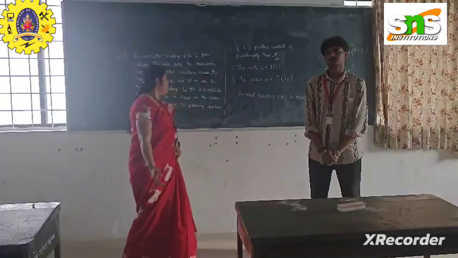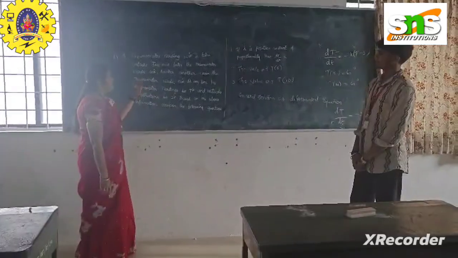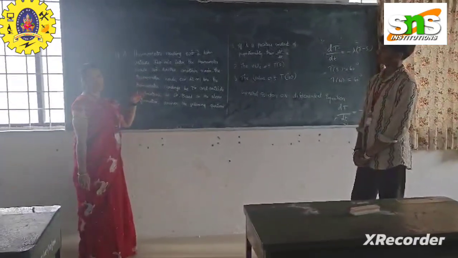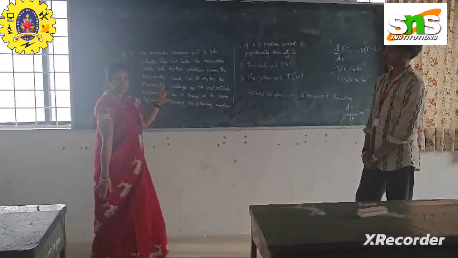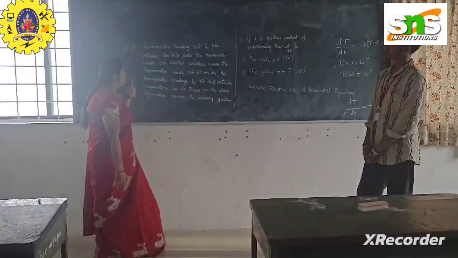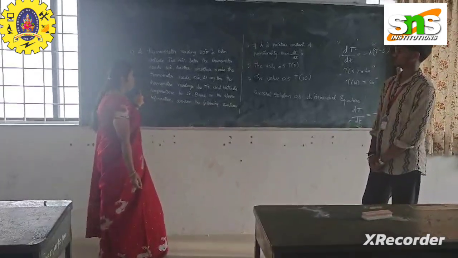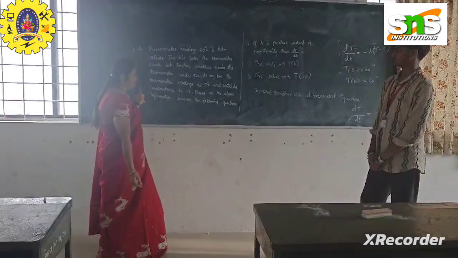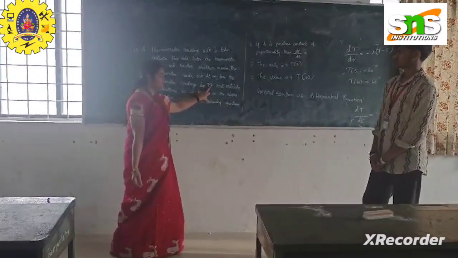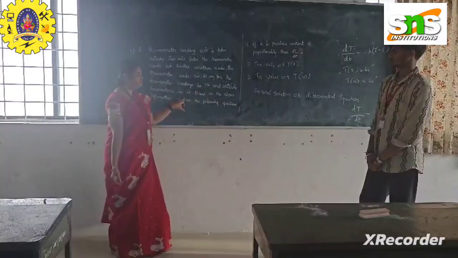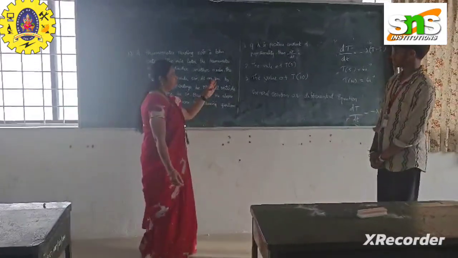Let me again explain to you. So here the question is a thermometer reading 80 degree Fahrenheit is taken outside. 5 minutes later the thermometer reads 60 degree Fahrenheit and another 5 minutes the thermometer reads 50 degree Fahrenheit. At any time the thermometer reading will be T degree Fahrenheit and the outside temperature is S degree Fahrenheit. So based on the above information, we are going to solve these 4 questions.